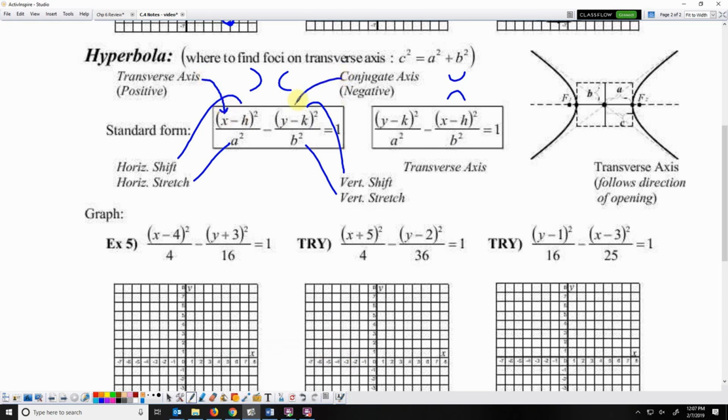Okay, the transverse axis, that's the one that's positive. The conjugate axis is the one that's negative. So here's a positive transverse axis and a negative conjugate axis. Okay, so the transverse axis follows the direction of the opening. So this opens left to right. So this transverse axis is the x-axis.